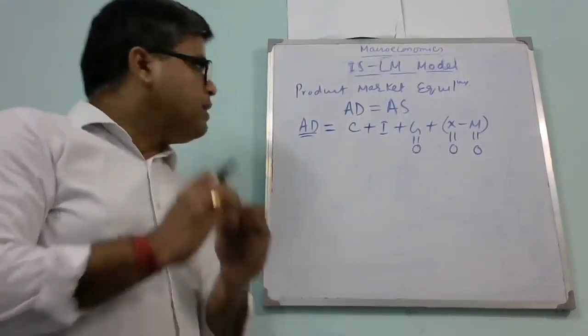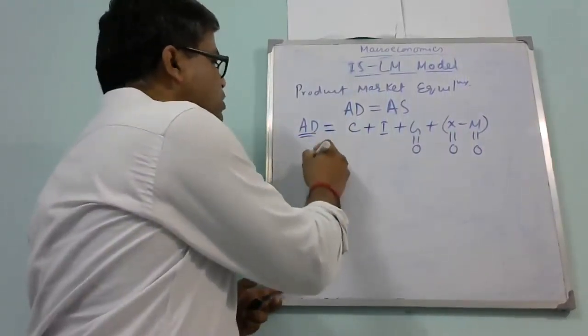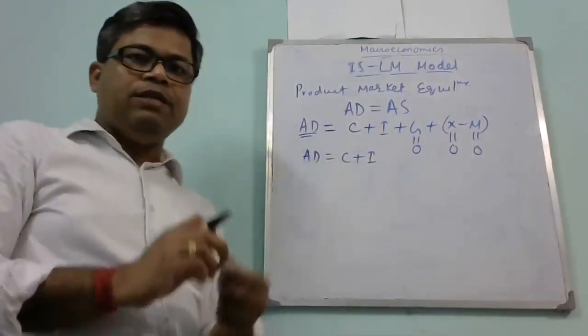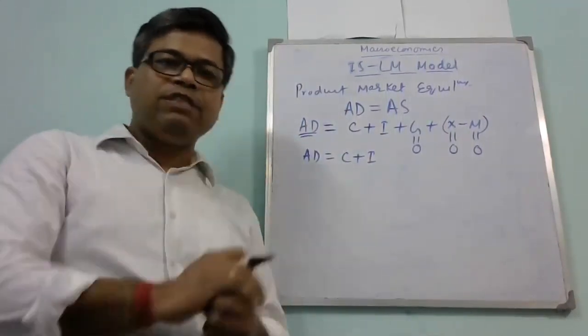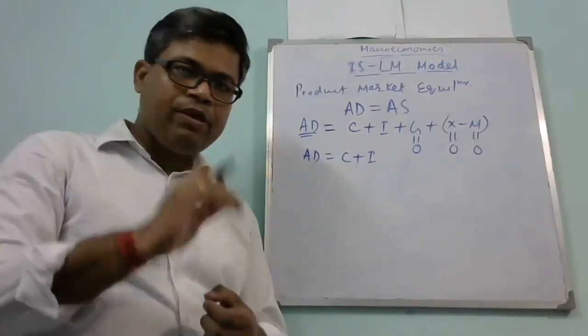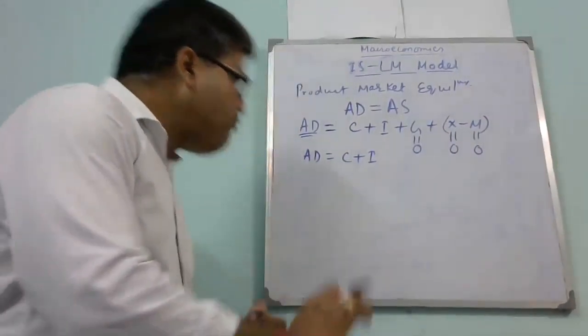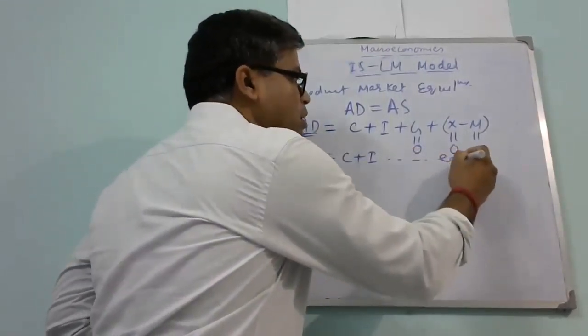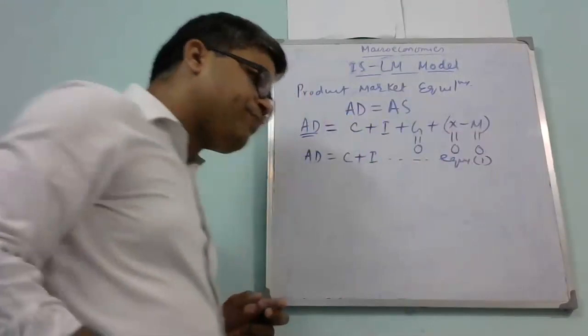That means AD will be equal to C plus I, that is, consumption expenditure plus investment expenditure. Okay. Now, AD equals C plus I, this is equation number one.